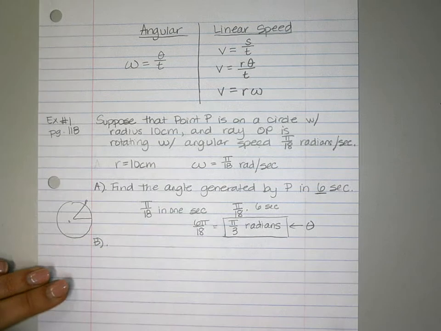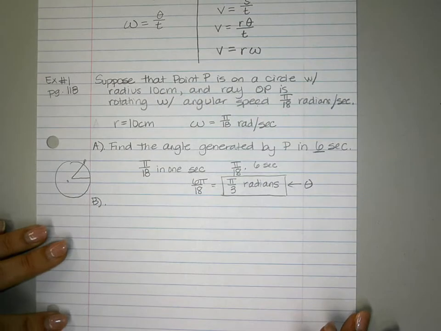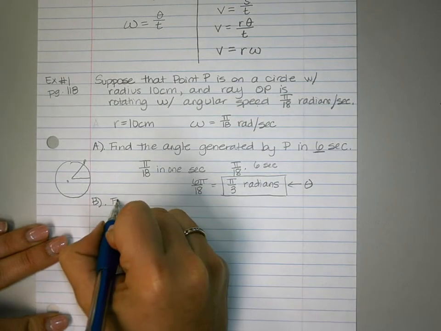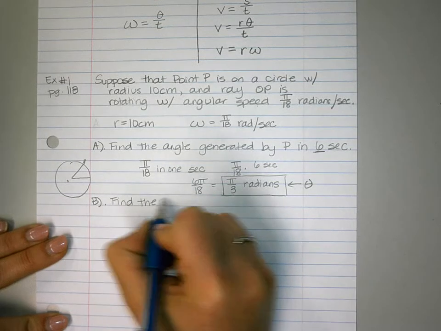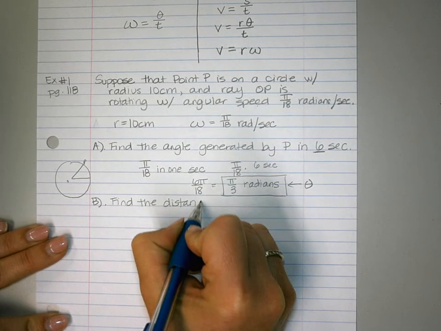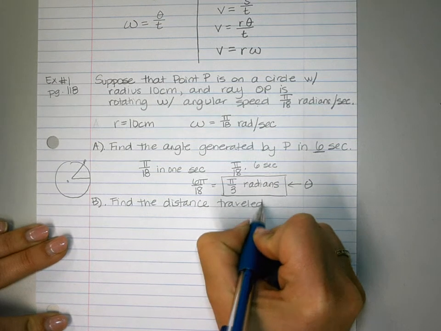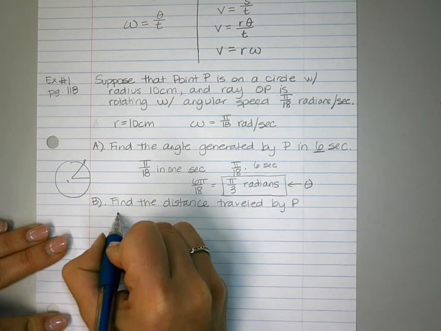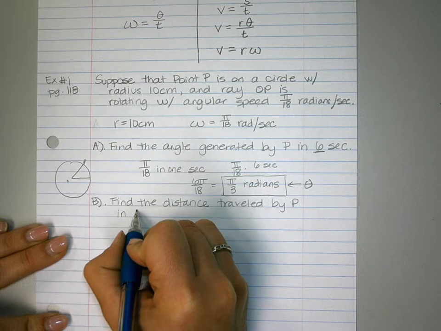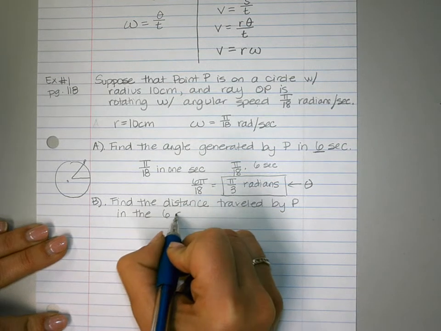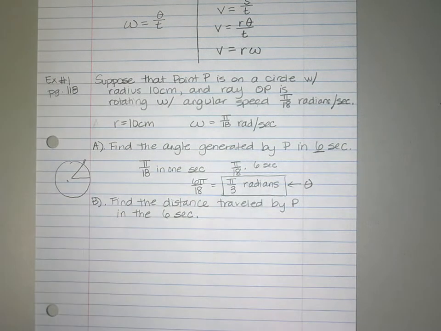The second question of the same type says, find the distance traveled by P in the 6 seconds along the circle. We're assuming it's along the circle. So in the 6 seconds, how far has this point traveled?